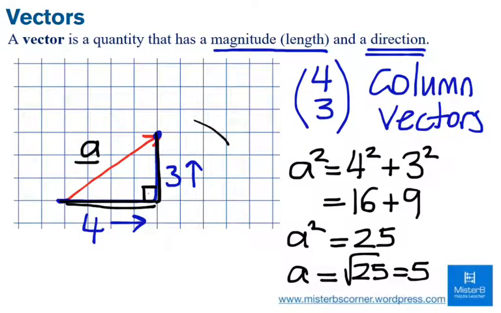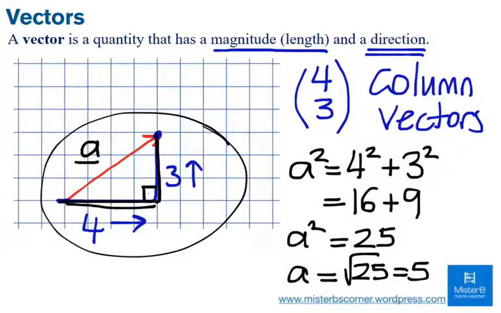Notice that I don't need the visual here actually. If I know the column vector, I can just substitute the numbers into Pythagoras and calculate the magnitude.